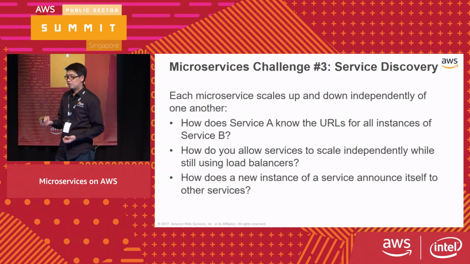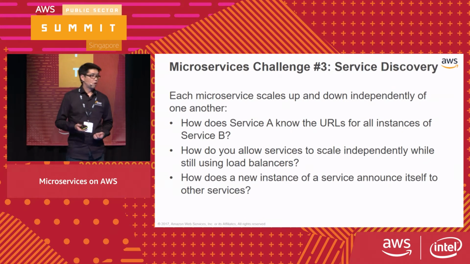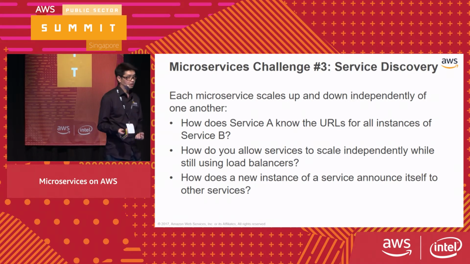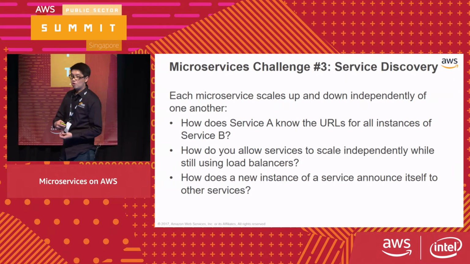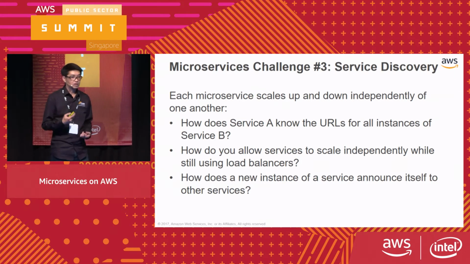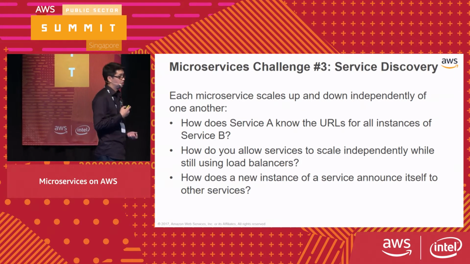Next, you'll be looking at service discovery. Service discovery basically is about how one service learns about another. So for example, if I have a service A that wants to call a service B, how does it know where that service B resides? Right? It has to know the URL.